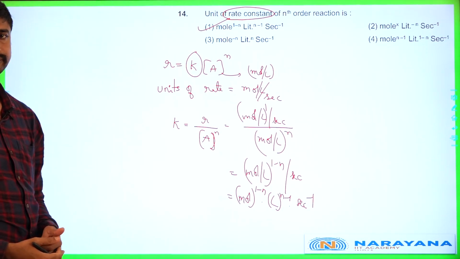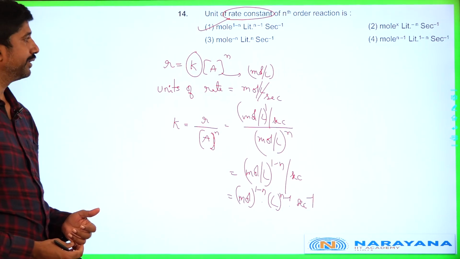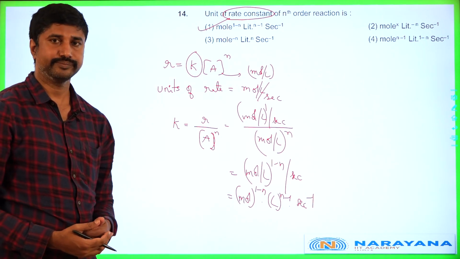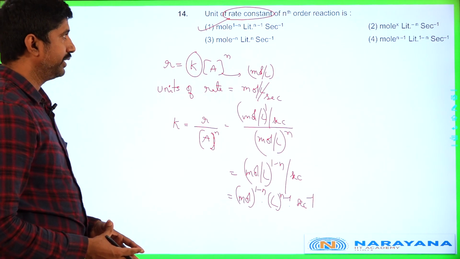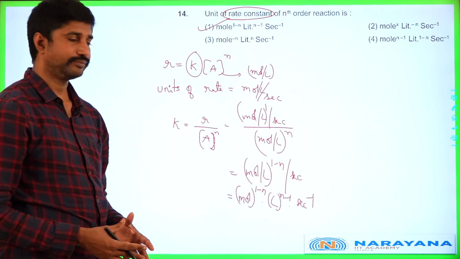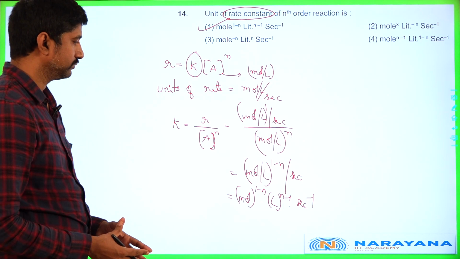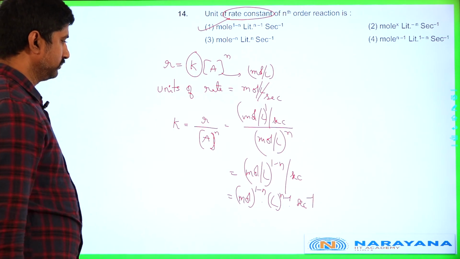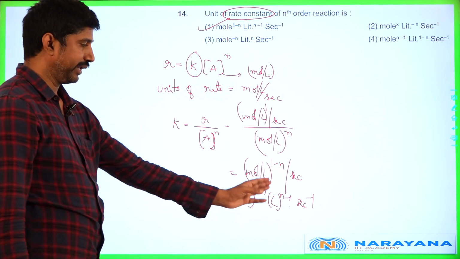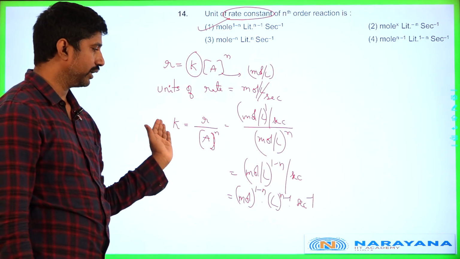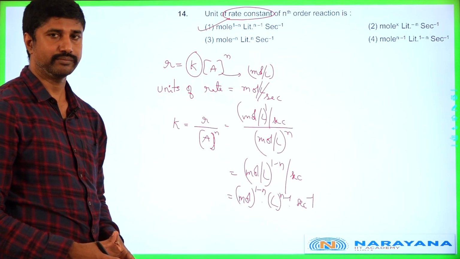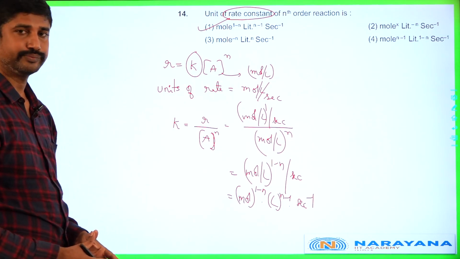Okay. So this is question number 14, the units of rate constant for nth order. If it is first order, 1 minus n and n minus 1 become zero, and the rate constant directly has the units of time inverse, second inverse. Okay.